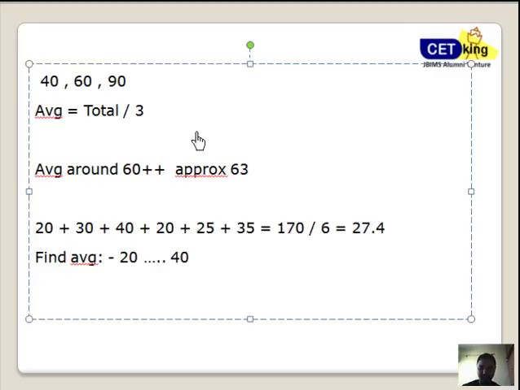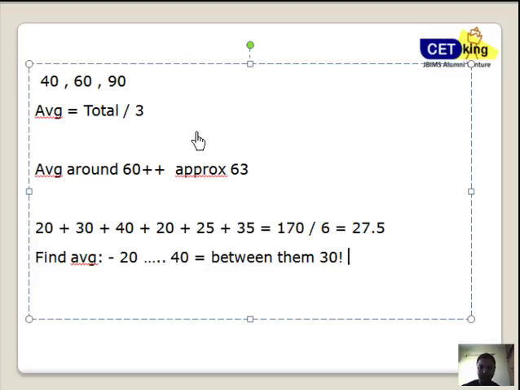Fine. Now, what I'm trying to say is avoid pen. Let's not calculate at all. The lowest number is 20. Highest number is 40. So average has to be between them, 30. Alright. Now, second part is 30 is my average.